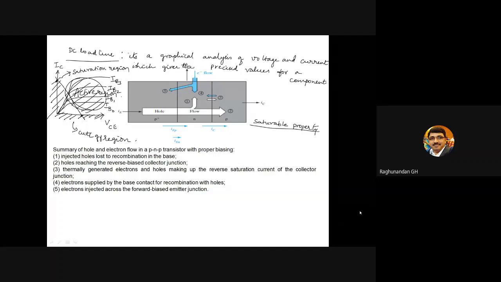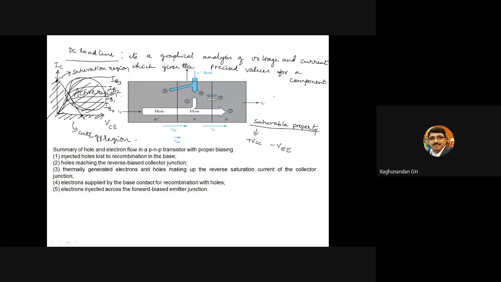These are the basic things, the saturable property. It might be a property of an op amp or a transistor, anything. If you have gone through my textbook in basic electronics, you might have seen this word, saturable property. So there will be no change in current even if you are changing the voltage.